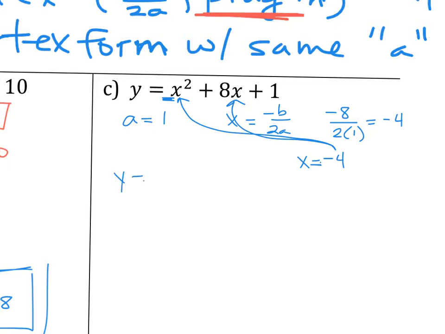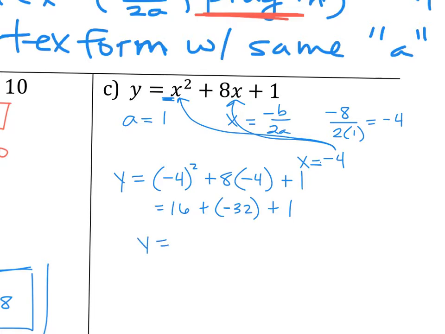So it's going to be y equals negative 4 squared. Make sure you put parentheses around that. If you try and plug this whole thing in without those parentheses, it's going to tell you the wrong answer, okay? Negative 4 squared plus 8 times negative 4 plus 1. Plug that in, you get 16 plus a negative 32 plus 1. That's negative 16 plus 1, so y comes out to negative 15.